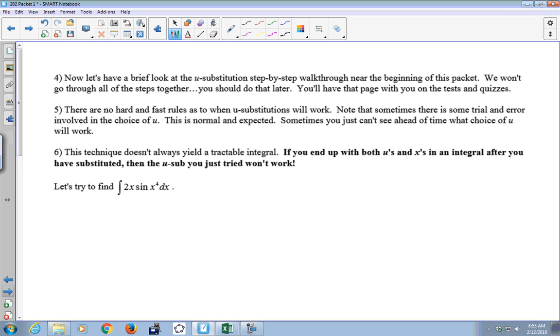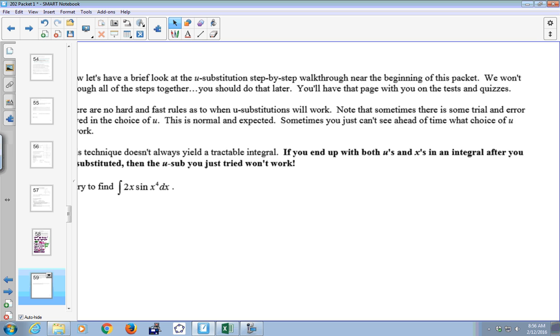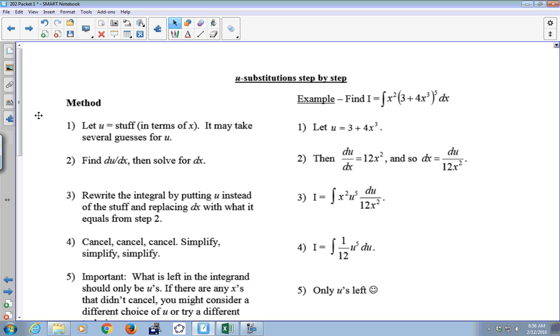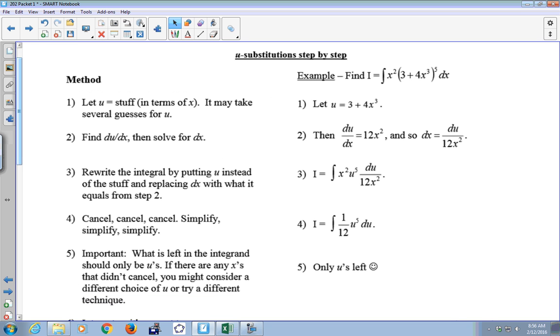All right, so I'm going to take you back to the u substitution step-by-step walkthrough at the beginning of the packet. We won't go through all the steps together, but you should do that on your own, and know that you're allowed to have this page with you when you do tests and quizzes. Okay, so we're on page 59. We're going to go back to the beginning here. U substitutions step by step.